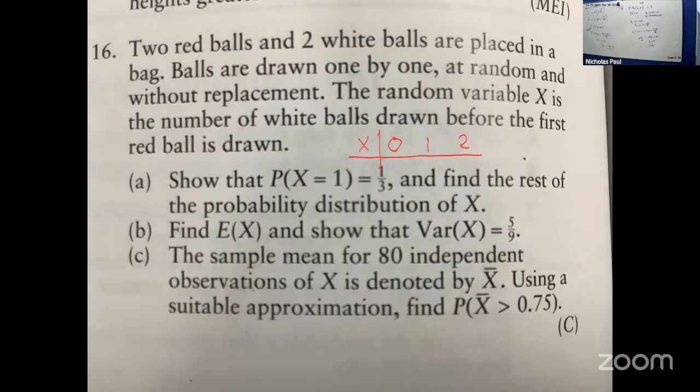Okay, you have to now find the probability of each one. That's what they're asking you for. One is 1/3. You have to figure out how to get that. Think about it. Zero white means what? Means that you get red one time.